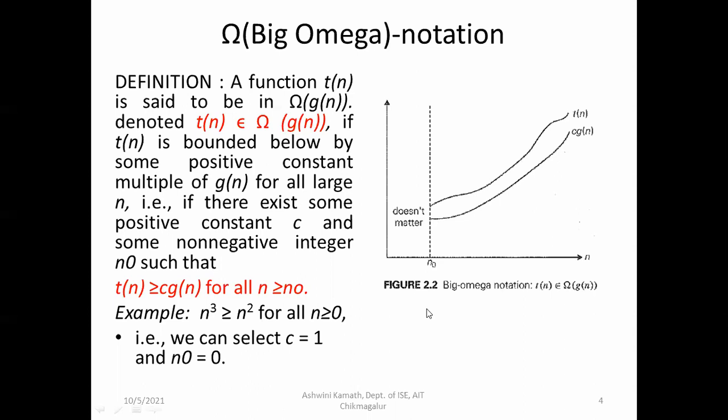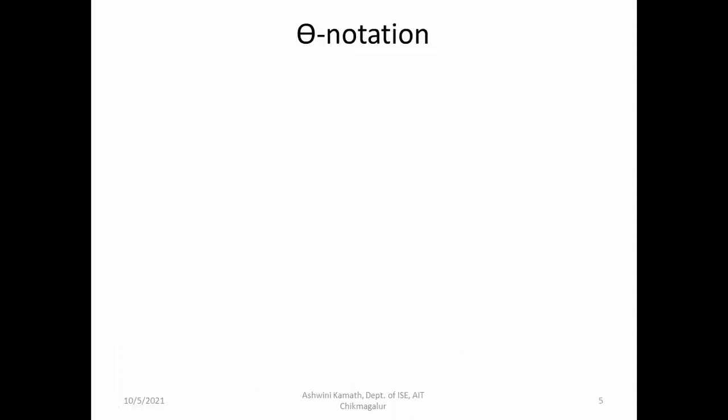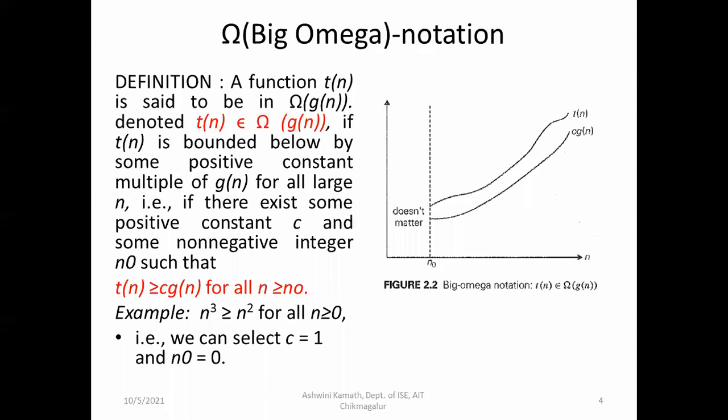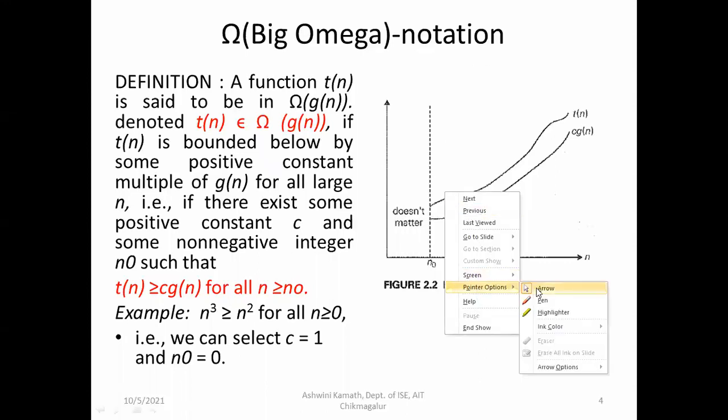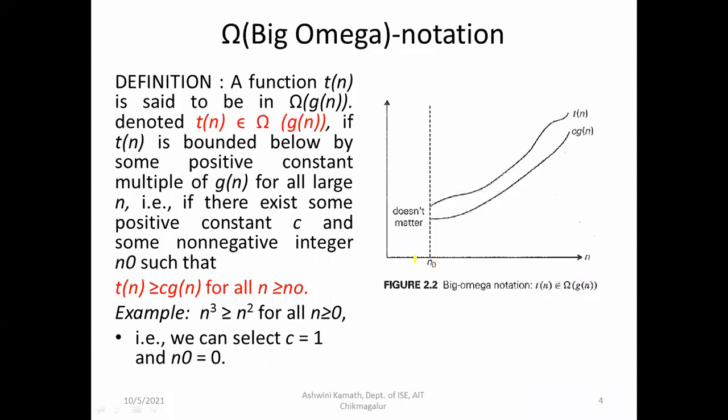So here, consider this graph. You can see that up to n naught it doesn't matter. Once we have the value above n naught, T of n is having larger order of growth than C into G of n.